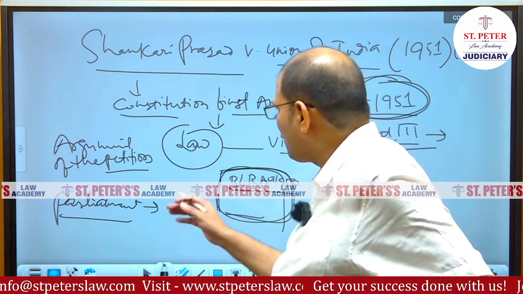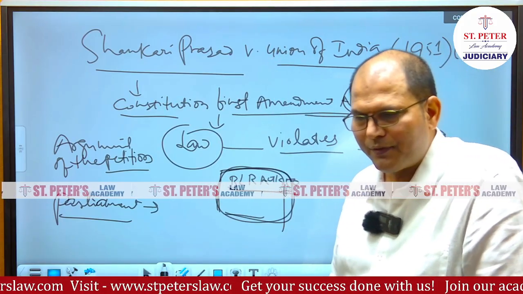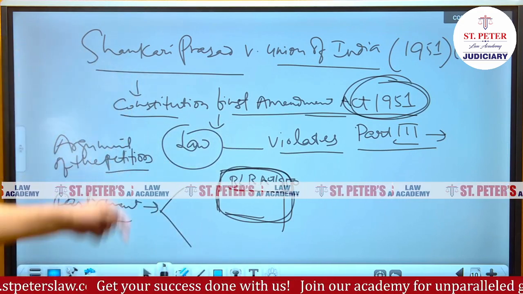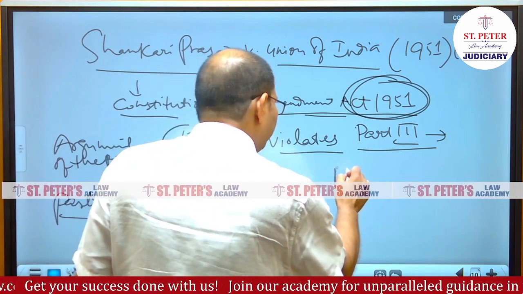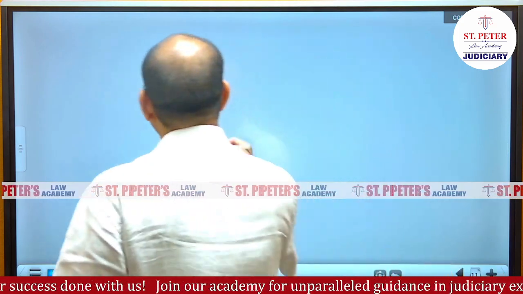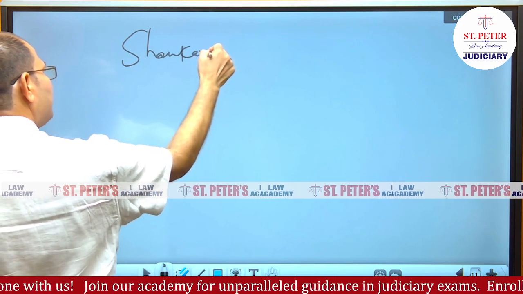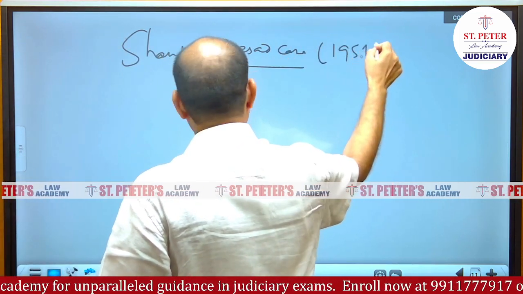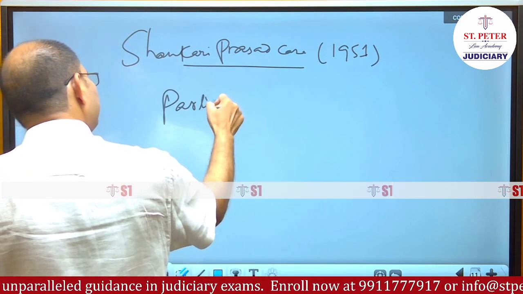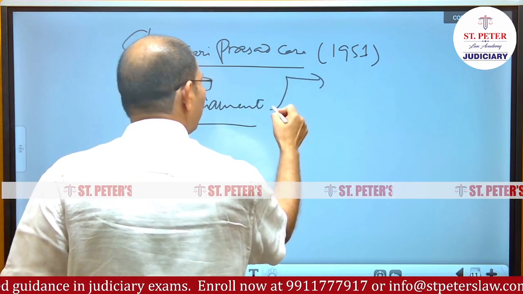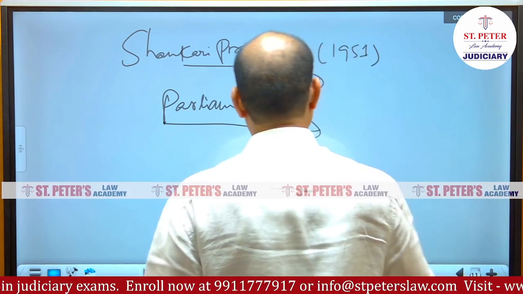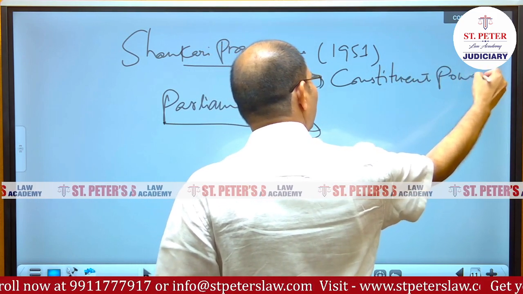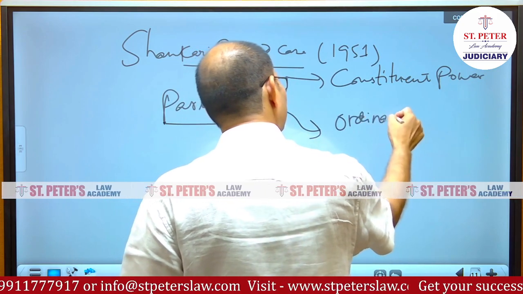Rejecting this argument, Justice Patanjali Sastry wrote in his judgment in Shankari Prasad case, 1951, that the Parliament in the very nature of things enjoys two species of power. The Supreme Court said that the Parliament is vested with two important species of legislative power. One is constituent power, another is ordinary legislative power.